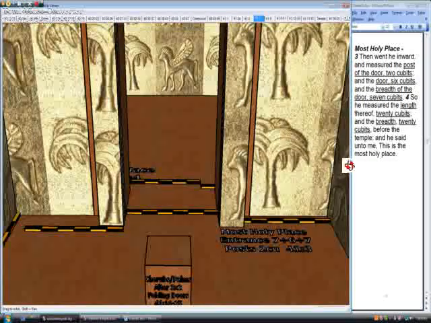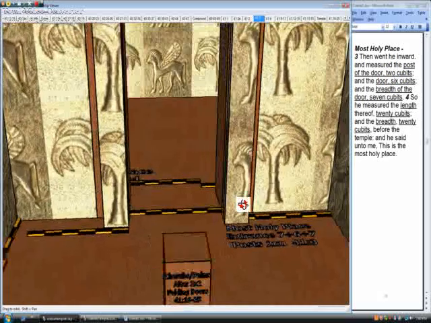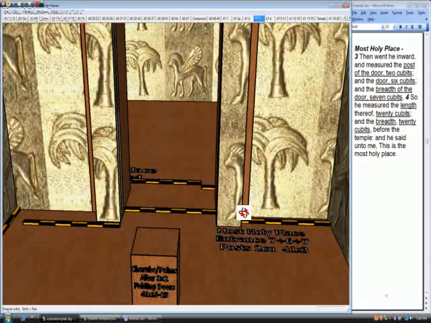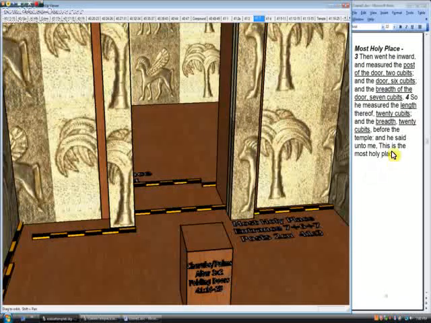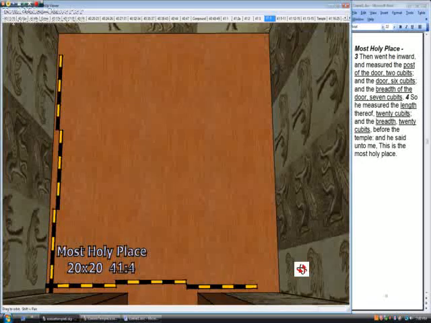Then he looks at the most holy place. He measures the door posts. 2 cubits is this wood part behind the folding doors, and the breadth, and the door itself 6 cubits, 1 rod right here. And then the breadth of the door 7 cubits on each side, so 5 for the wall and 2 for the post. And then inside, the length is 20 cubits and the breadth 20 cubits. And he said this is the most holy place. So here we see 20 by 20.